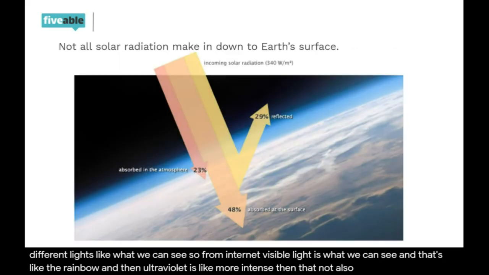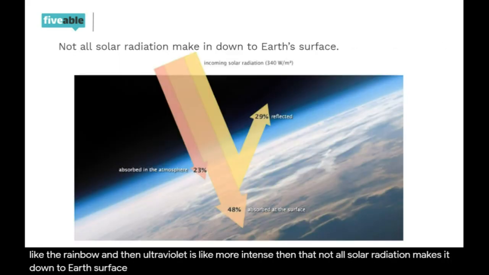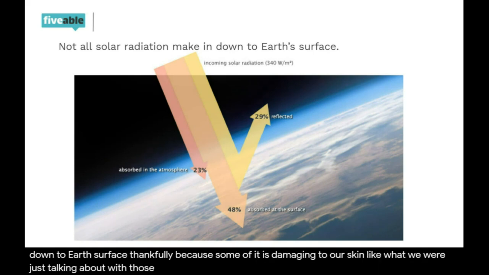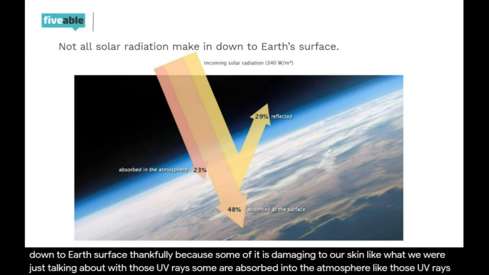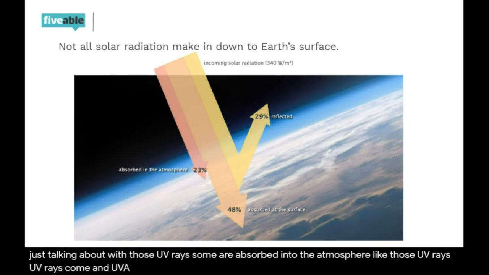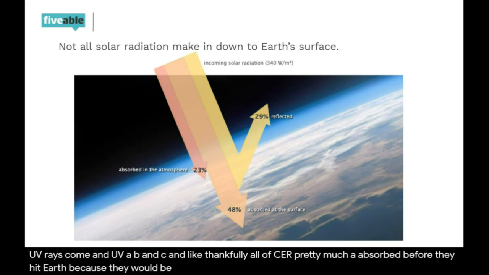Not all solar radiation makes it down to Earth's surface, thankfully, because some of it is damaging to our skin, like what we were just talking about with those UV rays. Some are absorbed into the atmosphere, like those UV rays. UV rays come in UVA, B, and C, and thankfully all of C are pretty much absorbed before they hit Earth, because they would be extremely damaging.